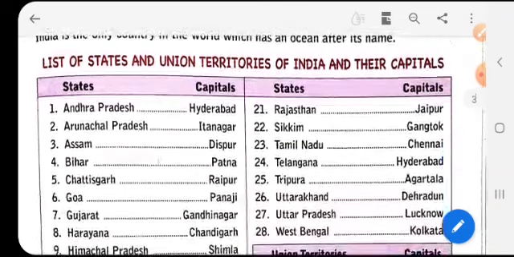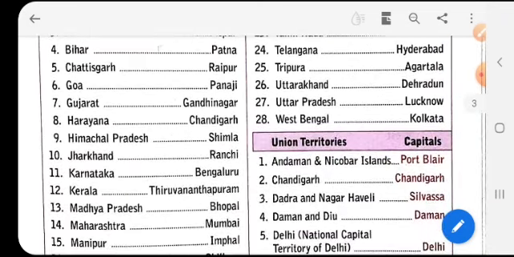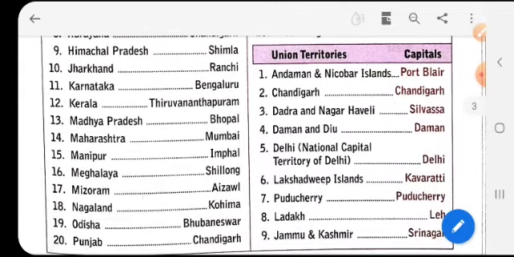Now here you can see a list of states and union territories along with their capitals. You will find all the states and the union territories with their capitals. This is an important thing that you should know and learn by heart.